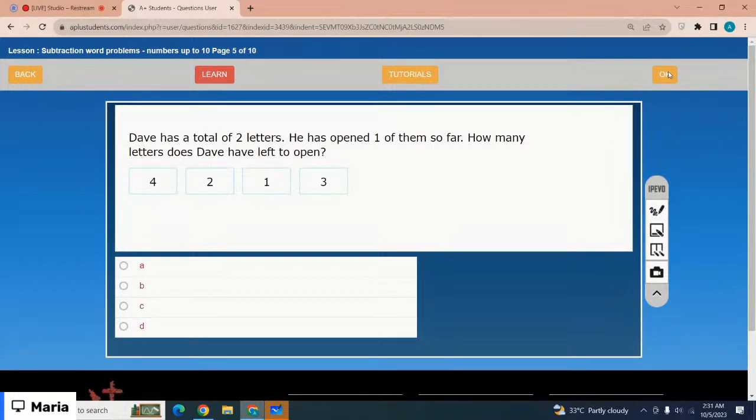So you need to do 2 take away 1. So 2 take away 1 equals, very good, that would be 1. The correct option is 1. Option number C is the correct option. So 2 take away 1 equals 1.